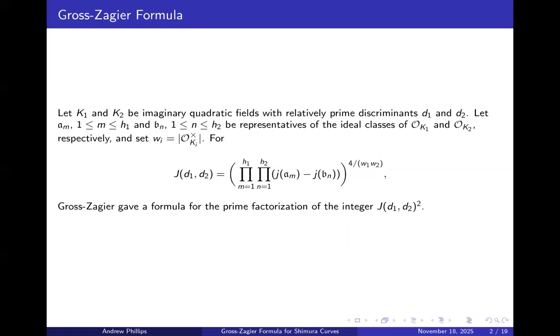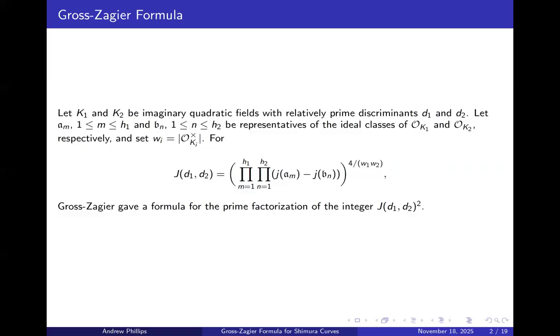The one I'm talking about here is from their paper called On Singular Moduli, which is some factorization of differences of J invariants. So the setup for this one is we have two imaginary quadratic fields, K1 and K2, and we're going to assume that they have relatively prime discriminants. So in particular, they're non-isomorphic. Then we fix some representatives of the ideal class groups of K1 and K2, let's say we have A_m and B_n. Here h1 is the class number of K1 and h2 is the class number of K2.